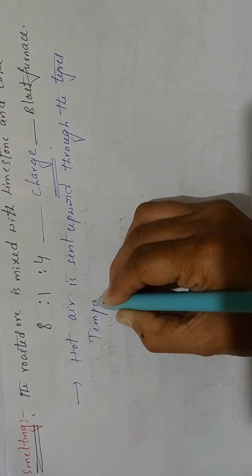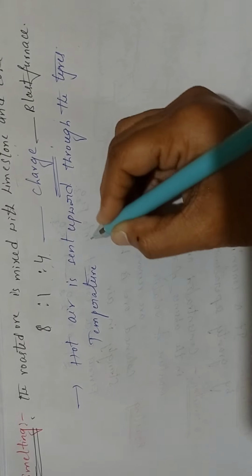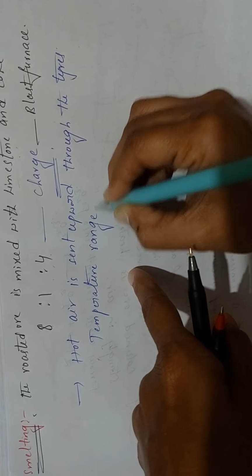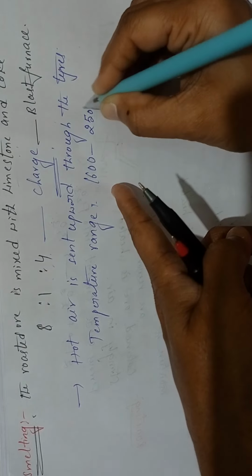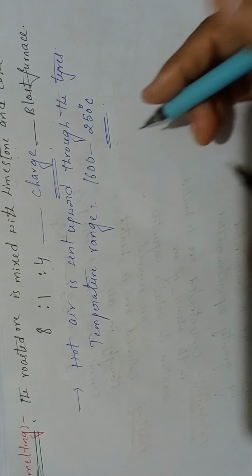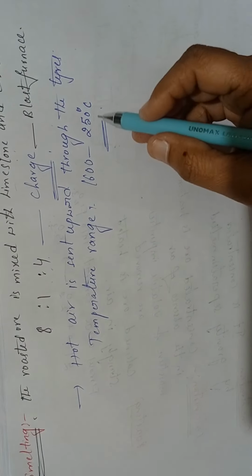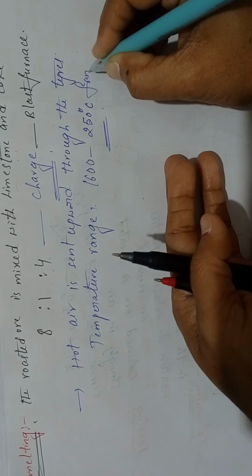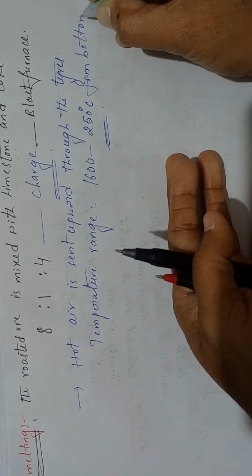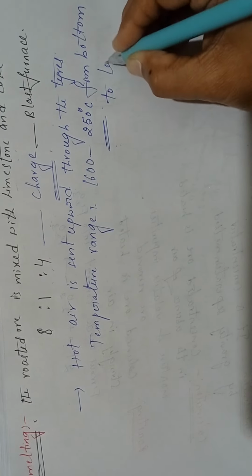Here the temperature range is 1600 to 250 degrees Celsius. Are you clear? This much temperature range will be there, from bottom to top. Are you clear? Bottom to top. Now what we are doing, students?